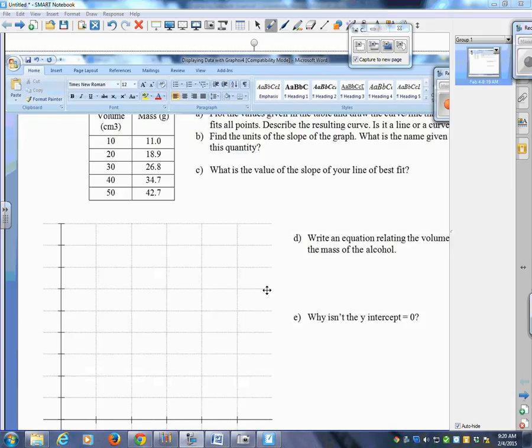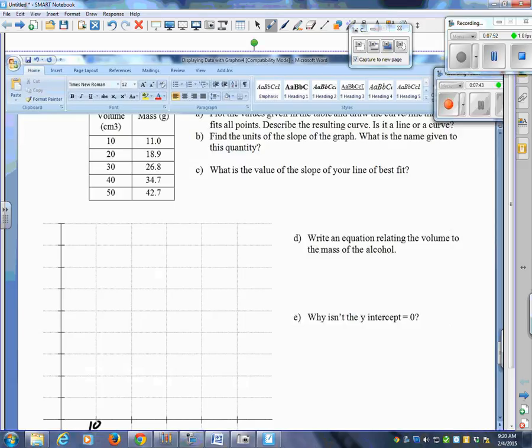You guys know, you know what those are on the side there. So it's 10, 20, 30, 40, and 50. And up the side here, what'd you go by? 5s? 5, 10, 15, 20, 25, 30, 35, and 40. So 10 and 11 is going to be like about there. 20 and 18.9, roughly there. 30 and 26.8, roughly there. 40 and 34.7. And the last one is at 42.7, somewhere about there, right?